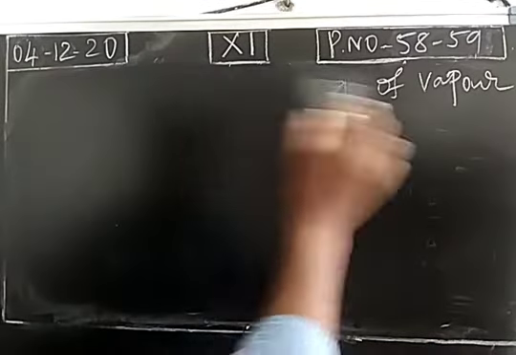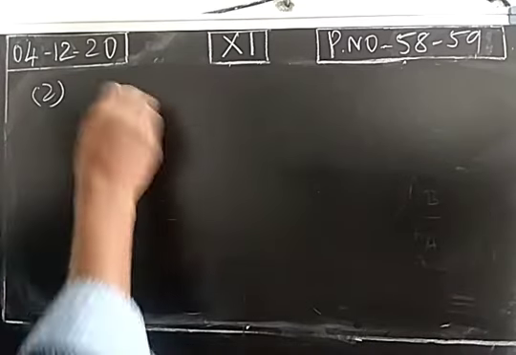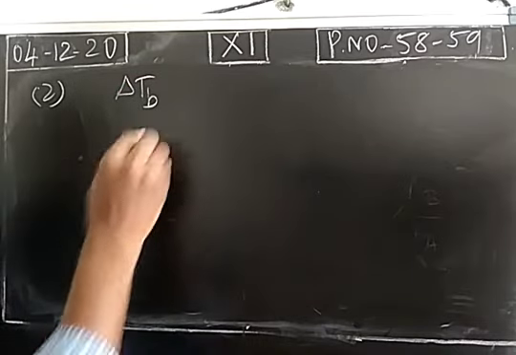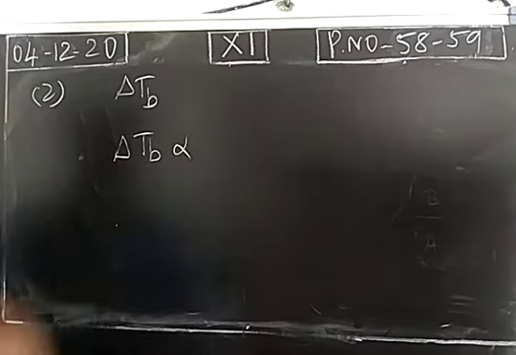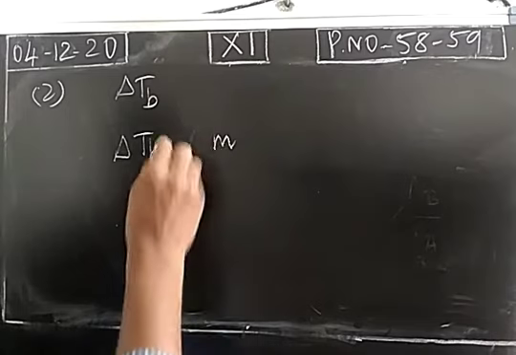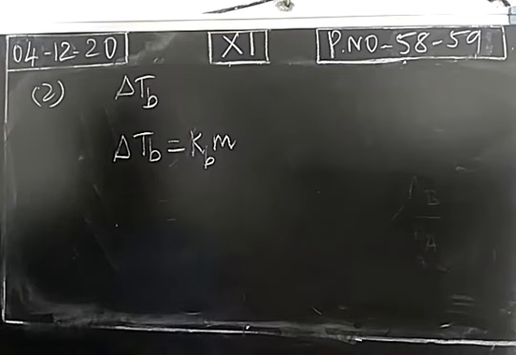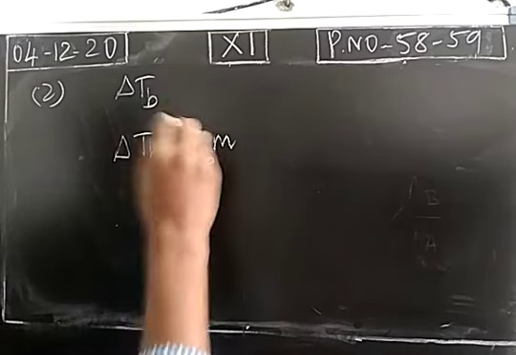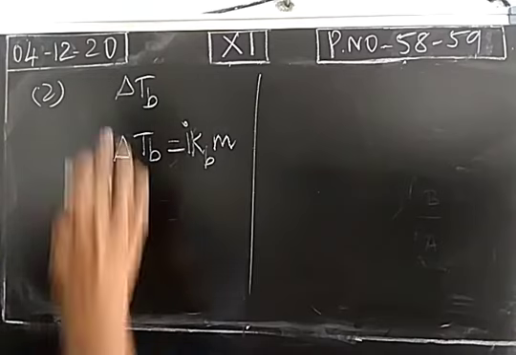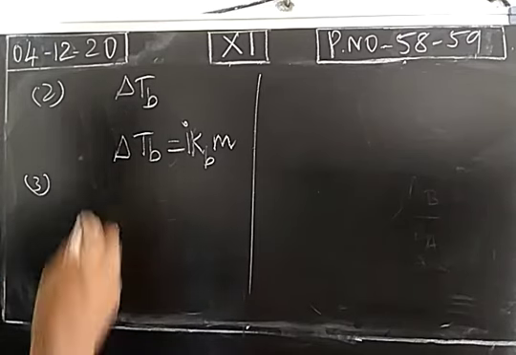The second colligative property is elevation of boiling point. The symbol is delta Tb. Delta Tb is directly proportional to the molality of the solution. To remove the proportionality, we introduce a constant Kb. For association and dissociation, we have to consider van't Hoff factor. This is the expression for elevation of boiling point.